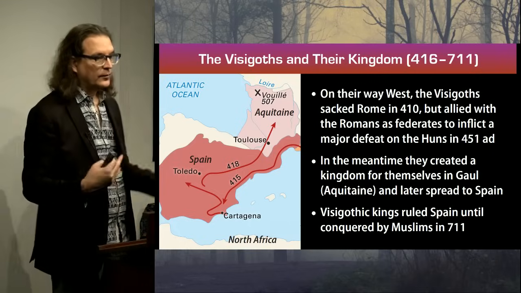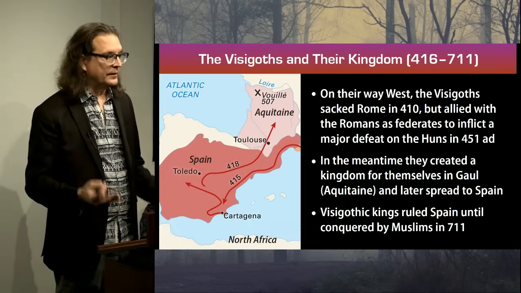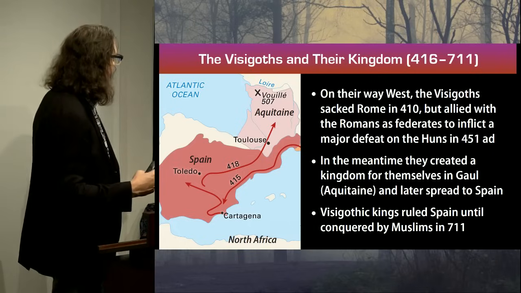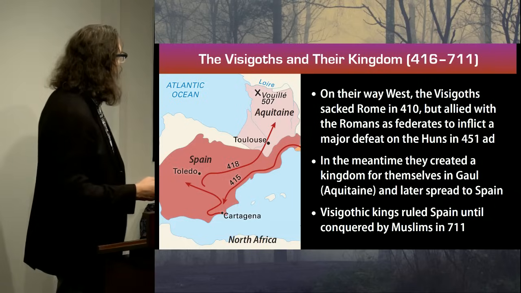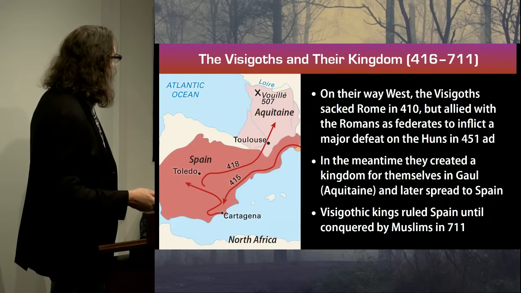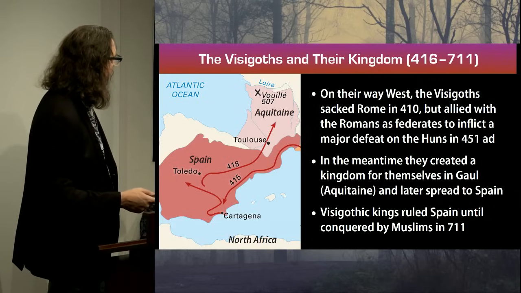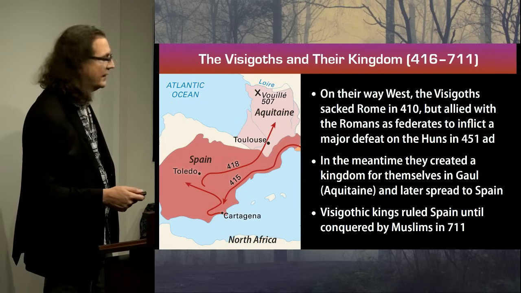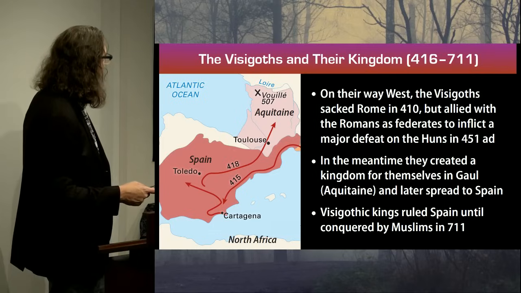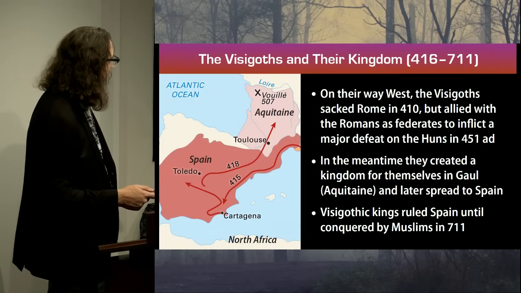But every once in a while, they also start allying with the Romans, and so they will occasionally get bought off by the Western Emperor and things like that, but also occasionally ally with them. For example, they form an alliance with the Romans as federates and inflict a major defeat on the Huns in France in 451 AD.